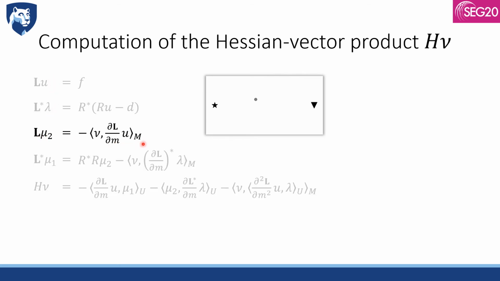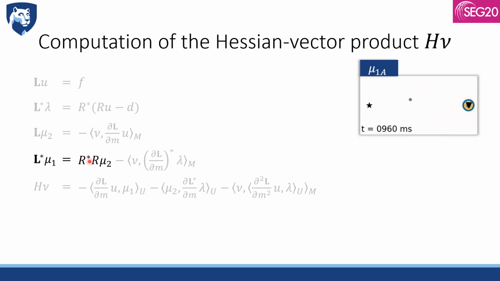The third equation is to simulate the second-order forward wave field nu2. The source shown on the right-hand side is the interaction between nu and the forward wave field u. Since nu only has non-zero value at this location, the source only has non-zero value right here as well. So nu2 is the wave field excited by the scatterer.